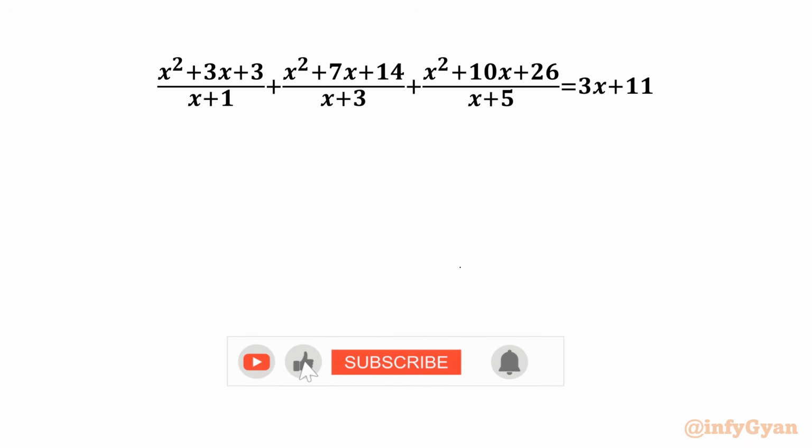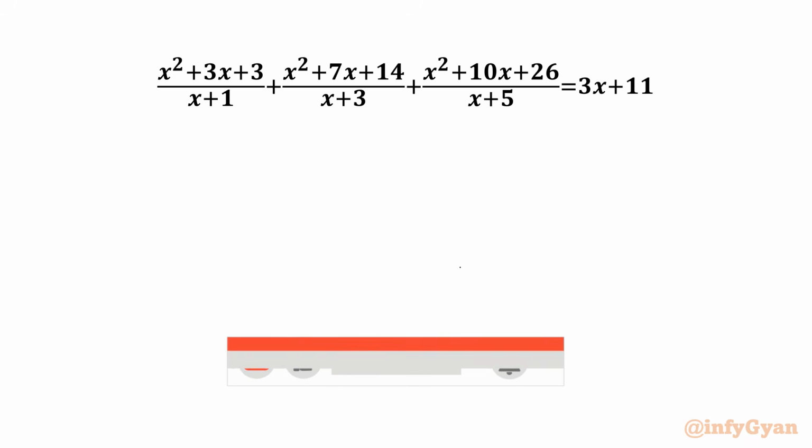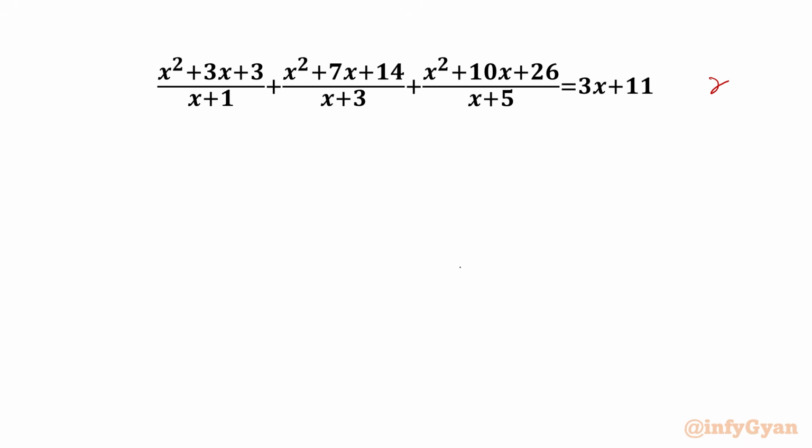Today in this video, we have one very interesting and challenging rational equation which we will be solving for the real values of x. So let's get started by writing that our denominators cannot be equal to 0. So x cannot be -1, -3, -5.